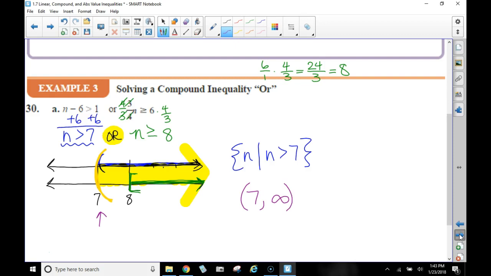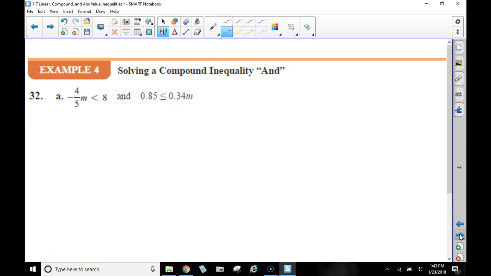Now, on the flip side of that, let's look at one where we have the word and in there. All right? So keep in mind that our key word in here is and, but we're going to do a little bit of algebra to solve each of these inequalities. All right, so first of all, I'm going to get rid of the negative 4/5 that's being multiplied by m. That's in my way, so I'm going to multiply both sides by negative 5/4. It's reciprocal.